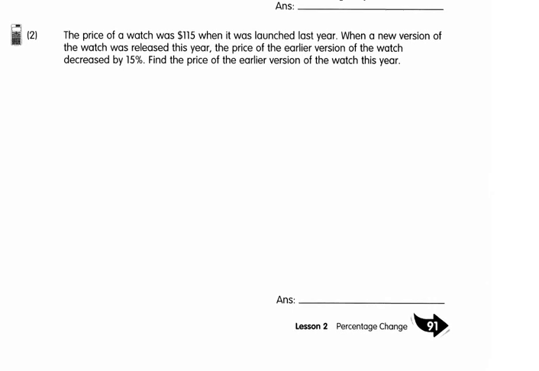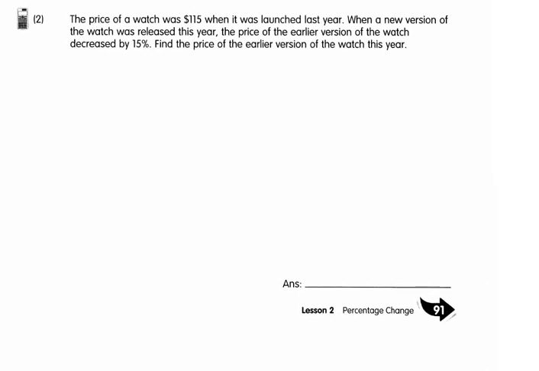Next question. The price of a watch was $115 when it was launched last year. When it was launched, that means when it first started selling. When a new version of the watch was released this year, like Apple Watch and then Apple Watch 2.0, the price of the earlier version of the watch decreased by 15%. Makes sense, right? It's what happens in real life. When a new iPhone comes out, the old iPhone will drop in price. Whenever you get a newer version of a phone or a laptop or a tablet, the previous version will decrease in price.